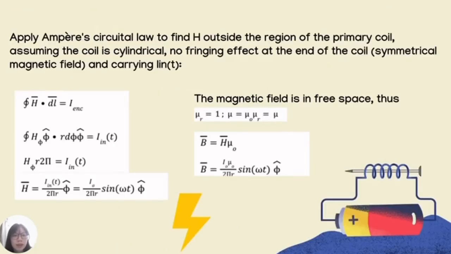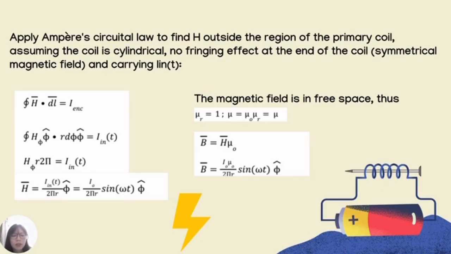We move forward by applying Ampere's circuit law to determine the magnetic field created by the current in the primary coil. We assume the coil is long and cylindrical, with no fringing effect at the ends. This gives us a symmetrical magnetic field surrounding the coil. According to Ampere's law, the line integral of the magnetic field strength around a closed loop is equal to the enclosed current. This can be expressed as the integral of H dot dl equals the enclosed current. Because of the cylindrical symmetry, we simplify this to H phi multiplied by 2 pi r equals input current. Solving for the magnetic field strength H, we get H phi equals input current divided by 2 pi r. This is the magnetic field intensity around the coil.